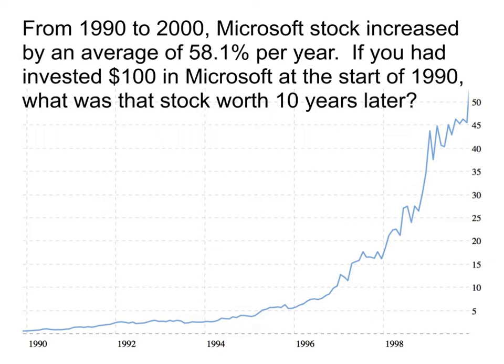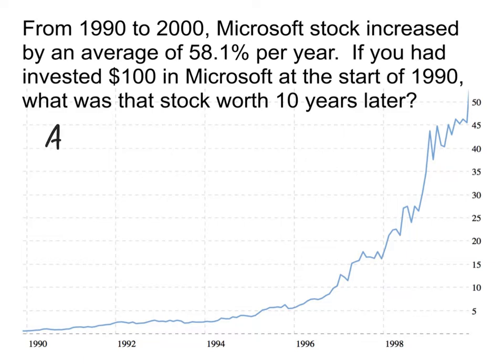So here we're going to take a look at an example of something that can be modeled with compounding interest. From 1990 to 2000, Microsoft stock increased by an average of 58.1% per year. That's outstandingly good. If you had invested $100 in Microsoft at the start of 1990, what was that stock worth 10 years later, knowing that information? And so we're going to use that same formula to be able to model this situation.